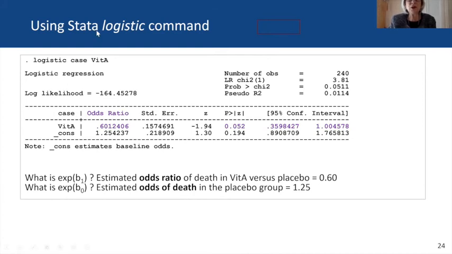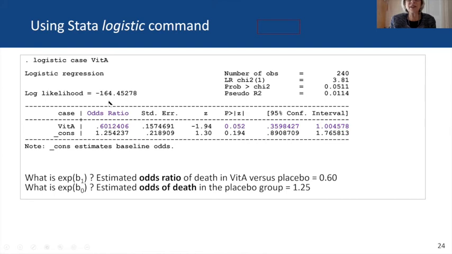So here is the logistic command in Stata. We can use this to obtain the exponentiated coefficients. So if we say logistic, the y variable is case or death status. Vitamin A is the covariate. We can see that instead of a label that says coefficient, the label of this second column is odds ratio, with a note that the underscore constant, the intercept, estimates the baseline odds. In other words, this estimates the odds of death in the placebo group.